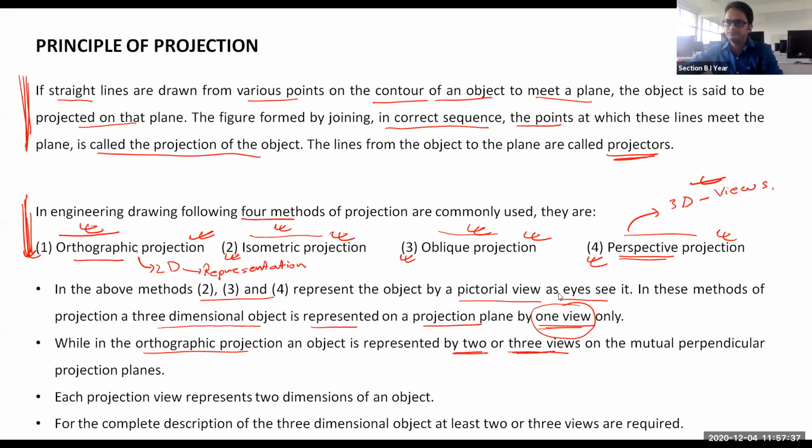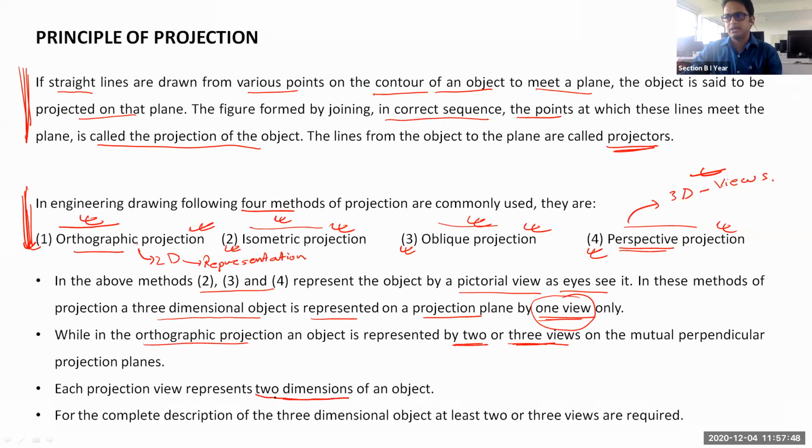Again, I will come back to my slide. Here we have seen that each projection view represents two dimensions of an object, as I have shown you in the example. In one view, you can see only two dimensions. For a complete description of a three-dimensional object, at least 2 or 3 views are required. What I have told you just now. So this is your complete principle of projection.